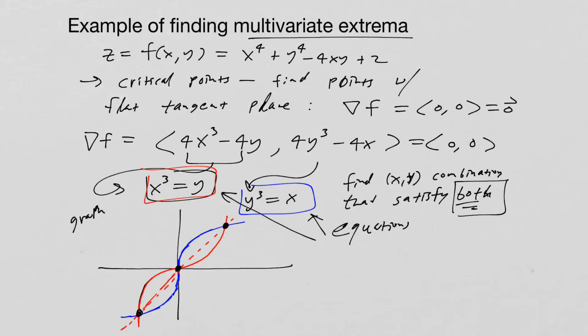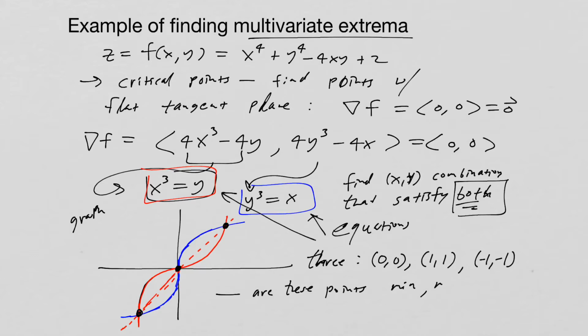And clearly what we have here, we have 3. We have 0, 0. Of course, that solves both. We have 1, 1. We also have negative 1, negative 1. So those are the 3. The next thing we have to ask is, are these points minima? Are they maxima? Or are they neither? To answer this, of course, we need to use the second derivative test.